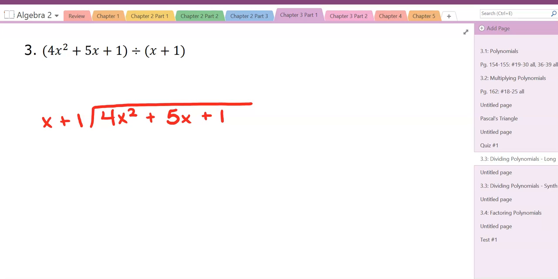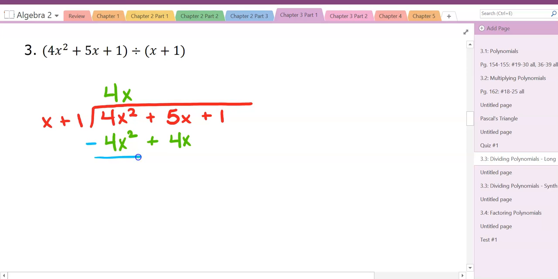All right, so how would we go from x to 4x squared? Good, times by 4x. So your first term up here should be 4x. Okay, so then 4x times that x is how we get 4x squared. And then we take 4x times the 1, and that's just going to be 4x. And we subtract. So the 4x squareds are gone.